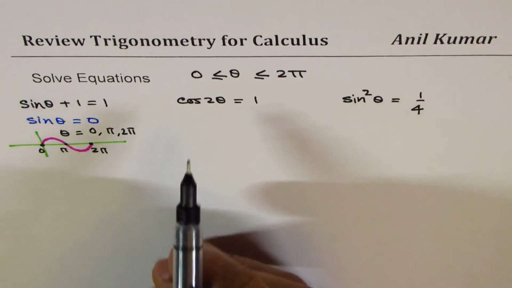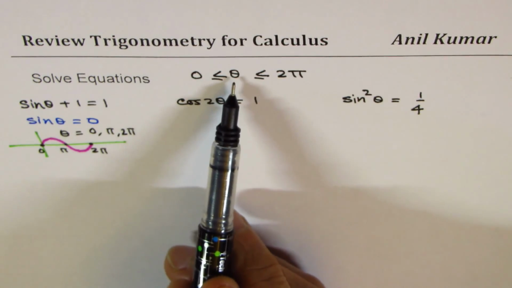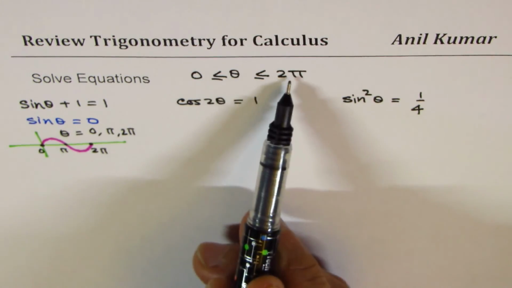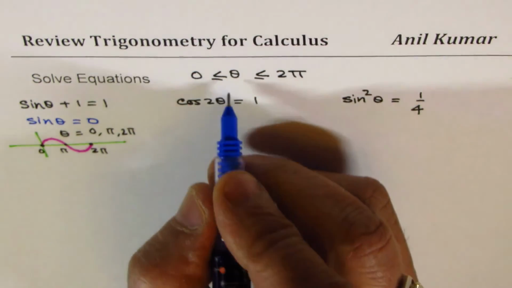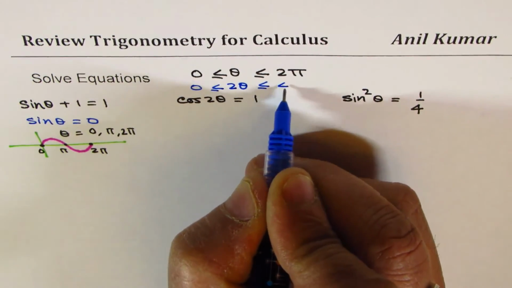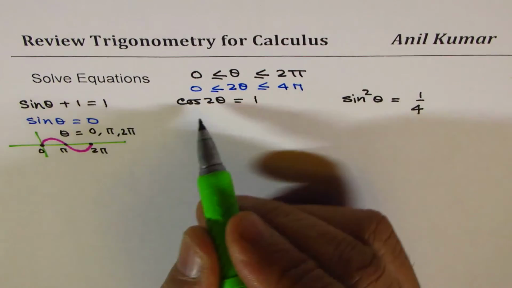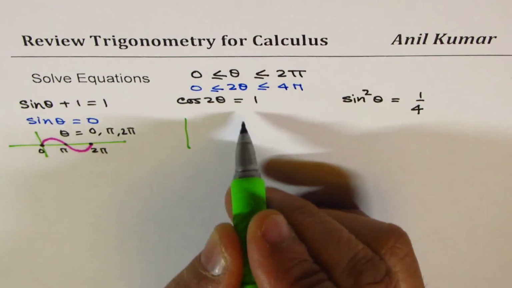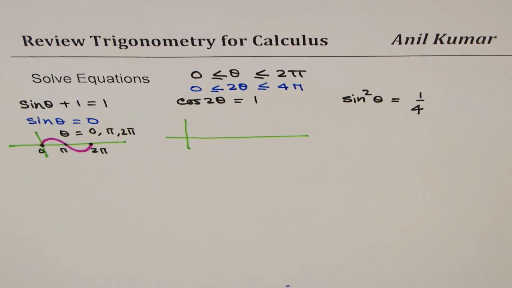Perfect. Now, when I say cos 2 theta equals 1, we're actually working in the domain of theta from 0 to 2 pi. But if I say 2 theta, the domain increases, and 2 theta should be between 0 and 4 pi. You just multiply this by 2, and so the domain increases. Now, for the cos curve, whenever you're working with 1 or minus 1, the cosine function, you could sketch and get your solution.